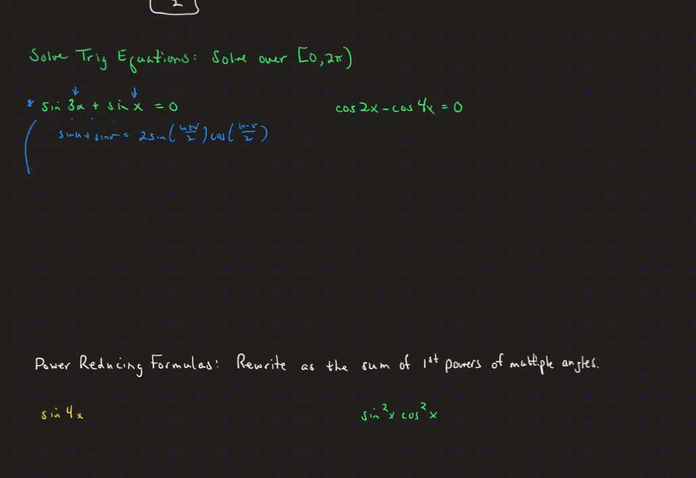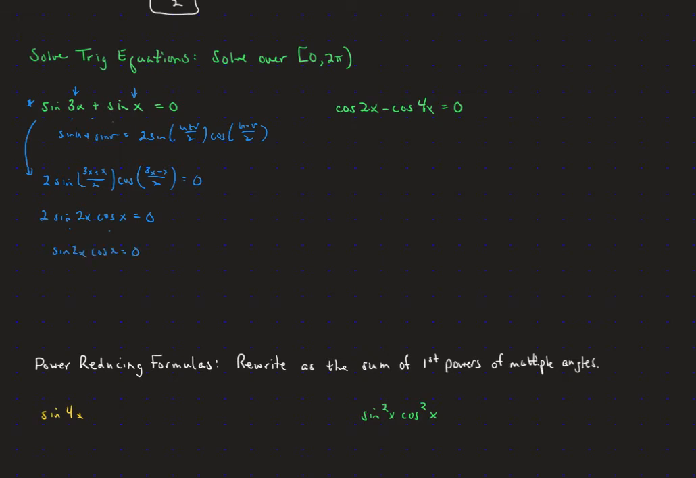So we can then make this into 2 sine of, that's going to be (3x plus x) divided by 2 times a cosine of (3x minus x) divided by 2. And remember, that's still equal to 0. So 4x divided by 2 is 2x. Cosine of, and that's going to be 2x divided by 2 is just x, equals 0. Now this is an improvement over where we were because these are multiplying each other. So we can divide by the 2. That's not really going to affect anything.